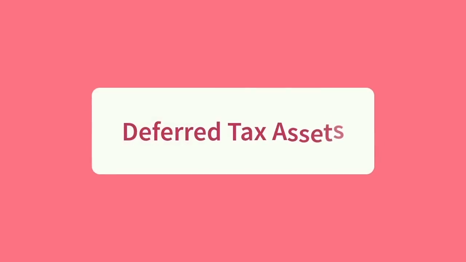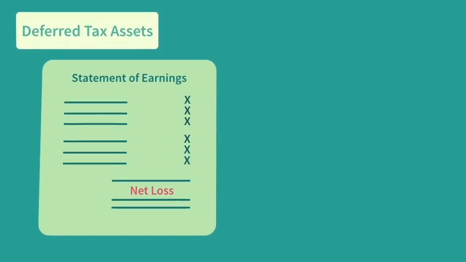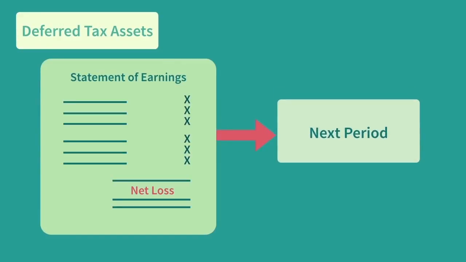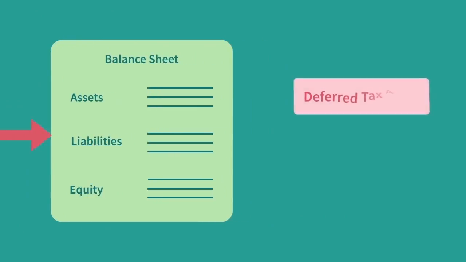Okay, deferred tax assets. When a company generates a net loss for a period, they will add a deferred tax asset to their balance sheet for the next period. This means that in the future, if they generate a net profit, they will be able to use their deferred tax asset to deduct from their tax bill. There is room for subjective judgment when it comes to the valuation of that deferred tax asset, because this figure is intended to accurately depict the value of the asset that will be used.